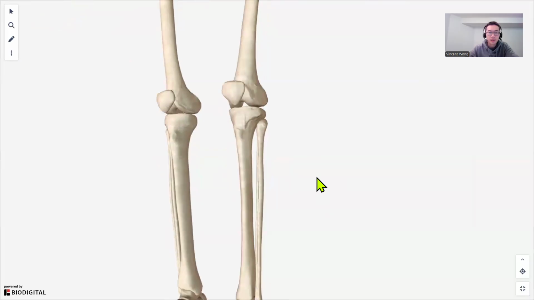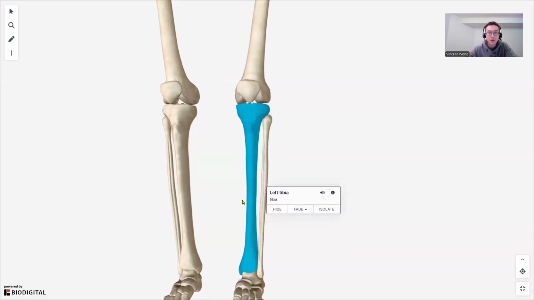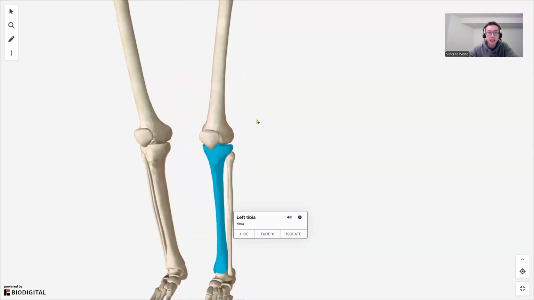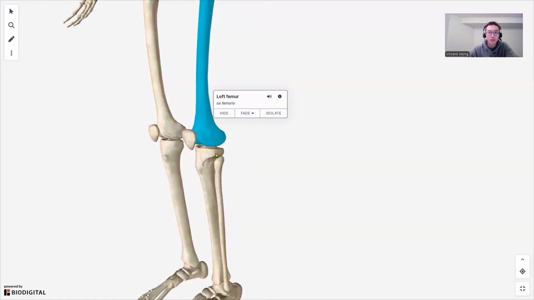Over here, the main weight-bearing bone for the lower leg is this tibia. It's also called a shin bone. If you play soccer, you have to wear a shin pad. Tibia. And you can see the tibia and the femur actually make a hinge joint, just like the elbow.